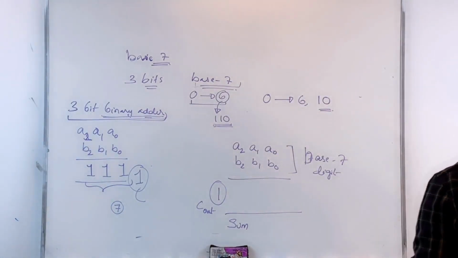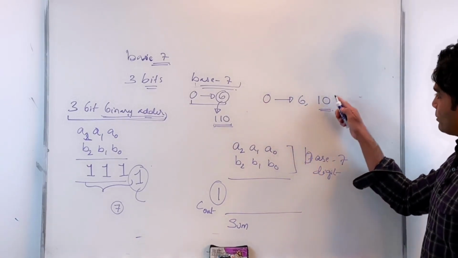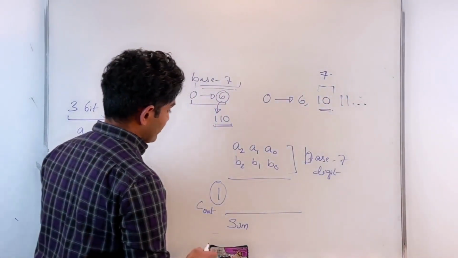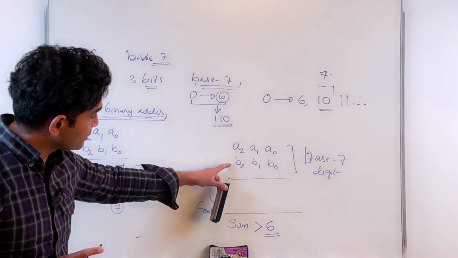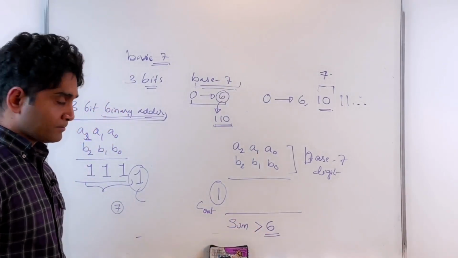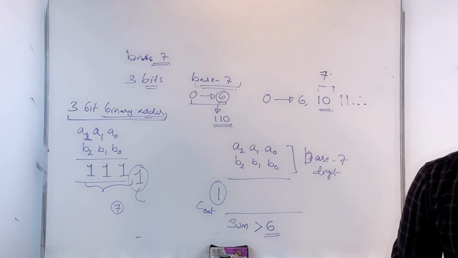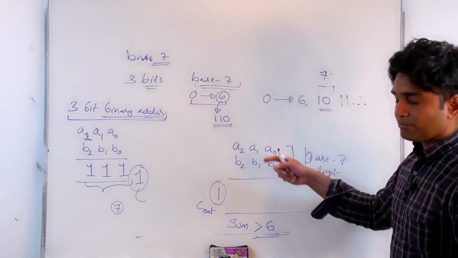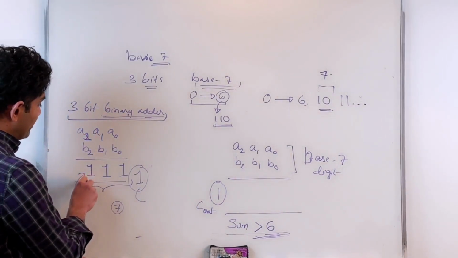When I'm working with base 7, because my digits go from 0 to 6, the next number in base 7 will be 1, 0, which corresponds to 7, then 1, 1, and so on. So, in other words, when my sum exceeds 6, I should be generating a carry out. I should be getting a carry out every time my sum exceeds 6. Otherwise, if the sum is less than or equal to 6, I don't have to do anything. My binary sum and the base 7 sum are equal. However, the discrepancy comes when my sum exceeds 6. So, how much should I be adding to this binary sum to make it equal to the base 7 sum?